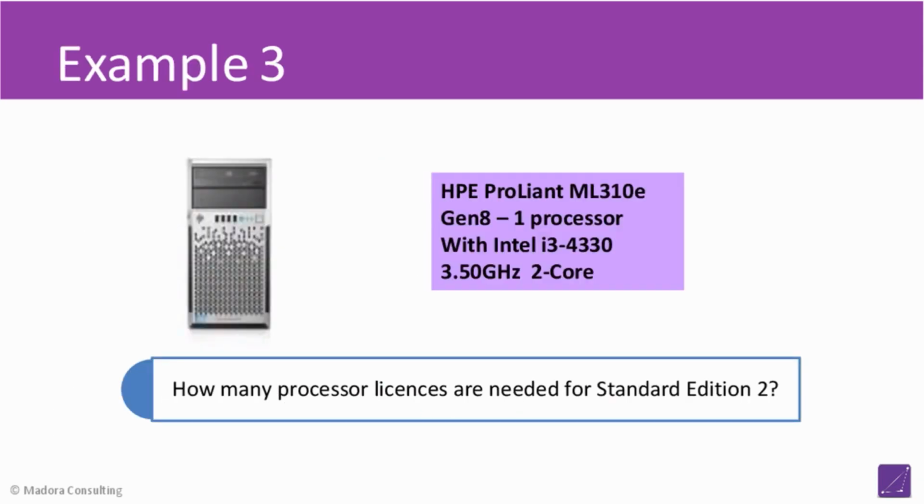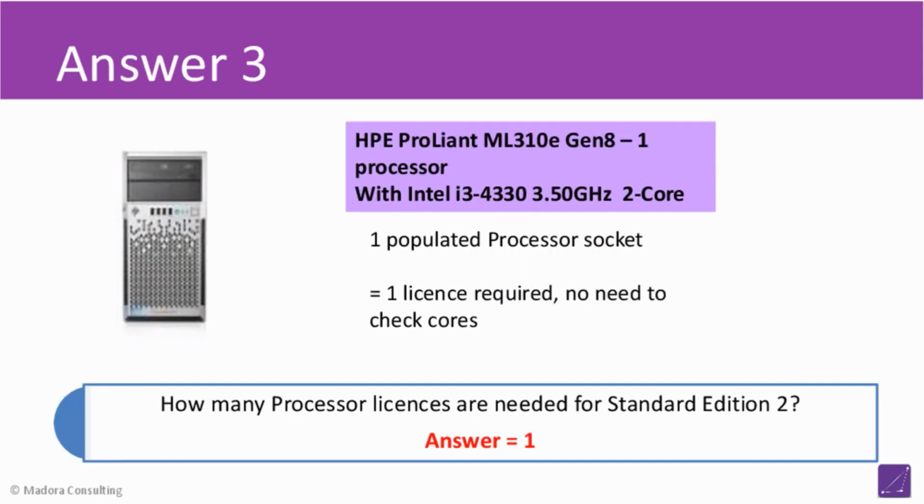And then the third example, we'll do this one for Standard Edition 2. This is 1 populated processor or one socket. And since Standard Edition 2 is licensed by the sockets, it's just this one single one. So you don't need to check the cores, and you just need to buy one single Standard Edition 2 license.